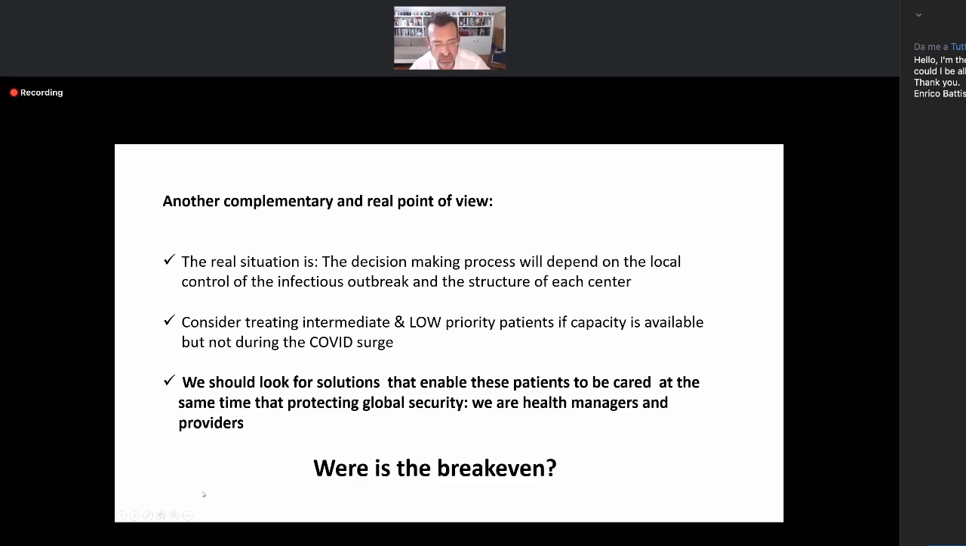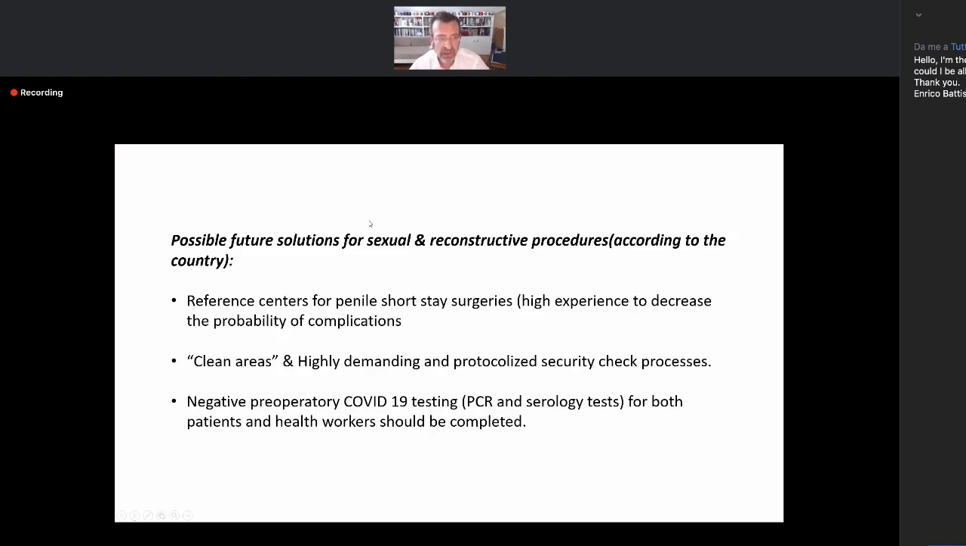We have to look for solutions, and probably the solutions remain on these 3 points. First of all, to create reference centers for penile short stay surgeries. We have to be able to maintain these reference centers, at least places inside of the reference centers, for these patients as clean places in order to create only places for them and not for only high-risk patients. This means to create clean areas and highly demanding and protocolized security check processes.